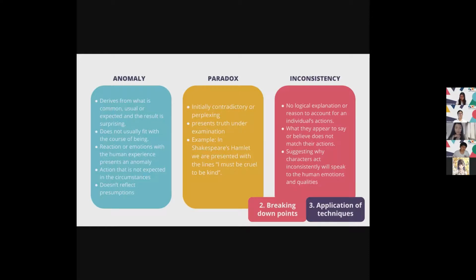Now, finally, we have an inconsistency, which is what I relate to contradictory. It means that there isn't any logical explanation or reason to account for the individual's actions. What they appear to say or believe doesn't match their actions. And if it holds true for a character in your text, finding a reason why they act consistently is usually what will speak to human emotions and qualities. So if it's contradictory to the whole person or the whole circumstance, then more likely than not, it's an inconsistency.